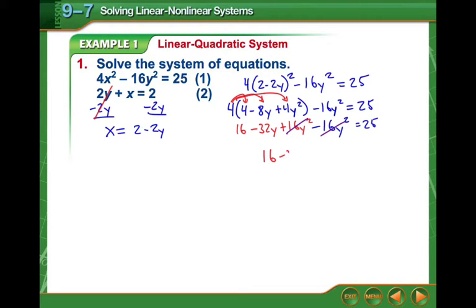So 16 minus 32y, that's an ugly one, equal to 25. And now we just need to solve this 2-step linear equation. So we're going to subtract 16 from both sides.